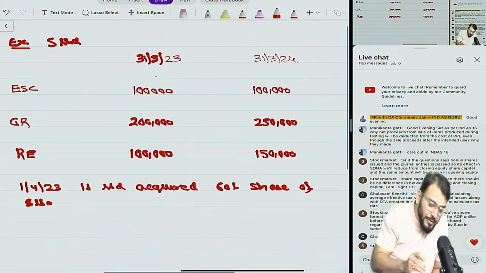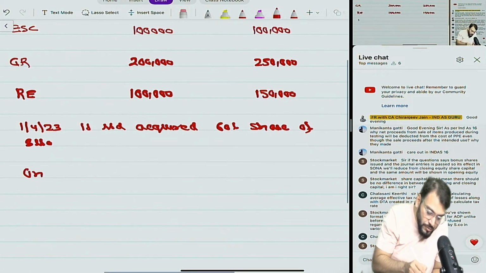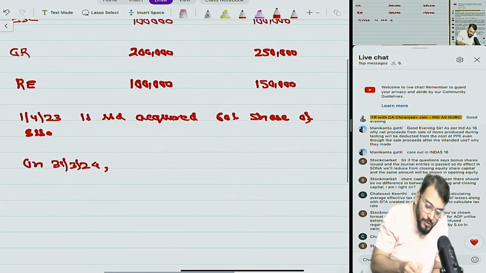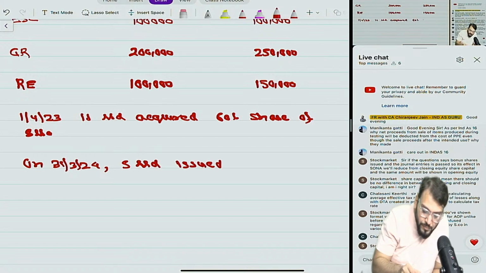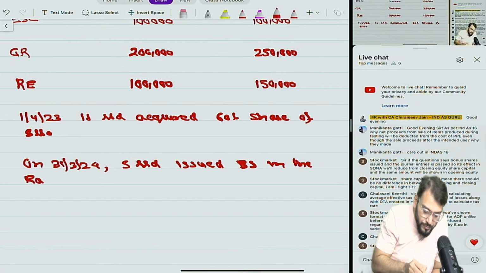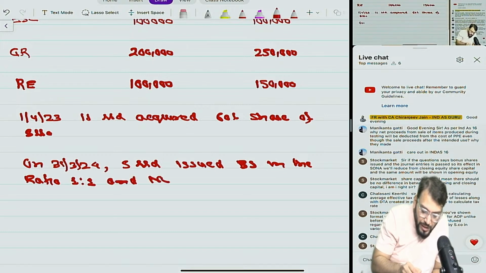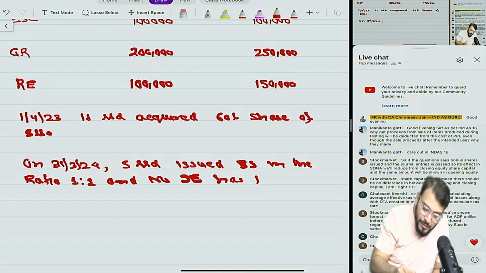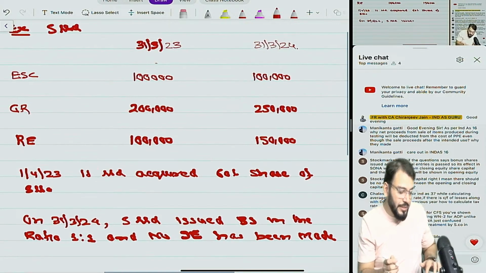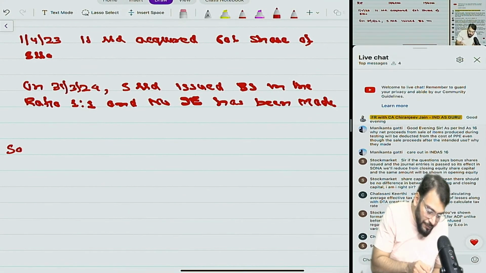Okay, correct. Now on 31st March 2024, S Limited issued bonus shares in the ratio 1:1 and no journal entry has been made. This is the first point, correct? Yes sir. So can you say what will be the effect of this?